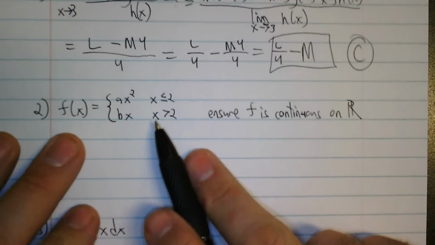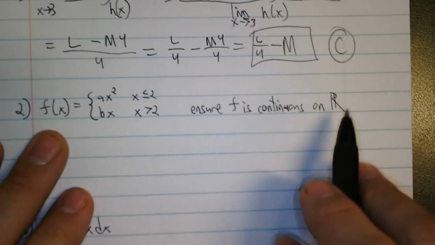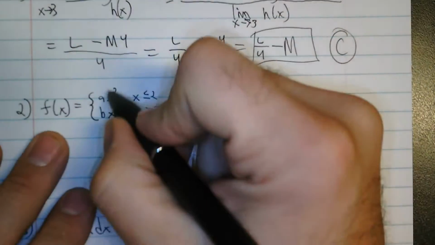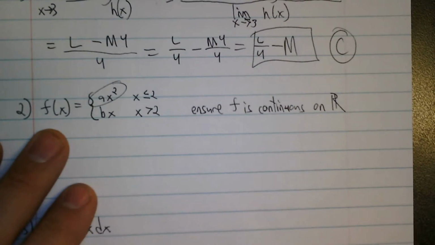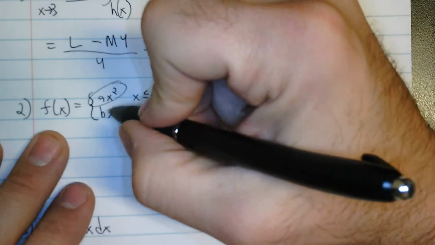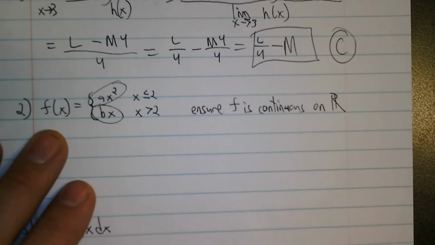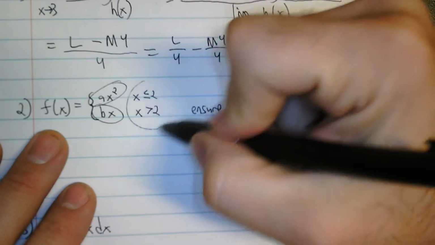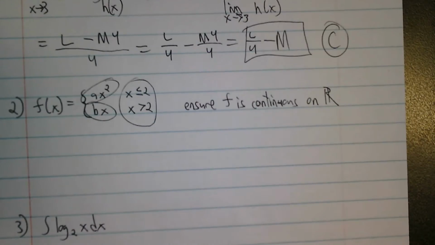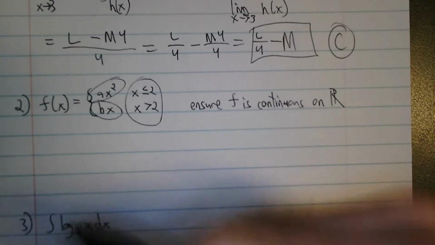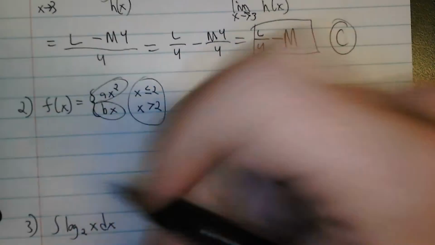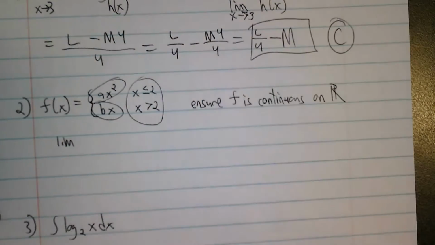We're given this piecewise defined function and asked to ensure that f is continuous on all reals. Well, immediately you see that x will be continuous for this function because it's a polynomial, and x will be continuous for this function because it's a polynomial. So the only issue we have to deal with is, can we make the function continuous at x equals 2, at the juncture point? How are we going to do that? Well, you need to know the limit definition for continuity at a point.